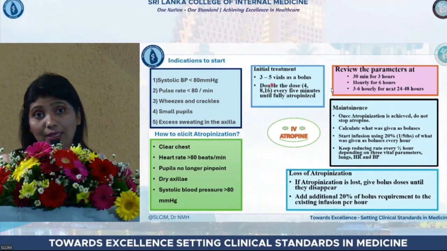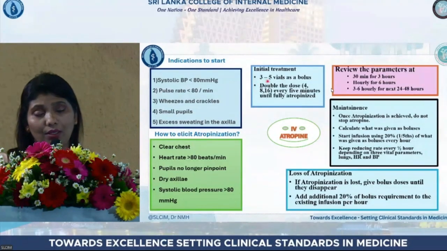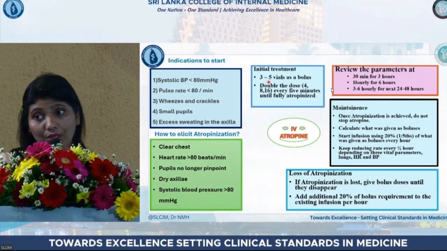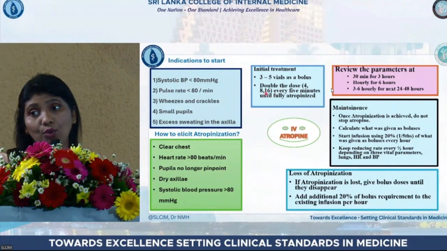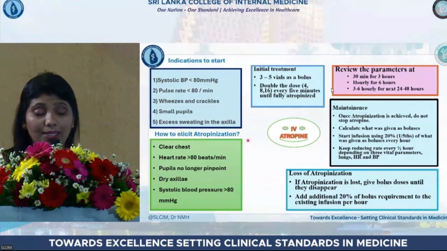3 to 5 vials as a bolus. So it can be either 3 or 5, because depending on the clinical situation of the patient, you can decide on what to give. So 1 vial is actually 0.6. So 0.6 into 5, up to 3 milligram bolus you can give. All right. So then you double the dose at regular intervals, every 5 minutes until the patient is fully atropinized. So if you have started with 4, then you give 8, then you give 16. So until the features of atropinization are elicited.